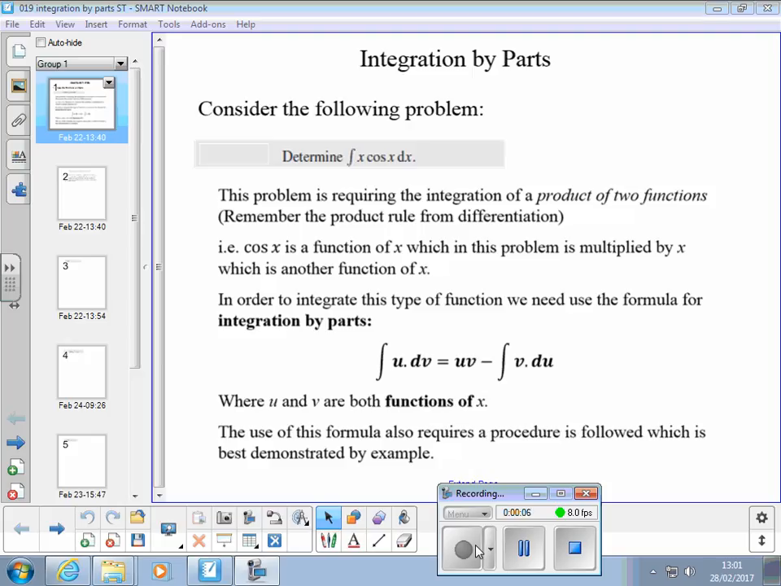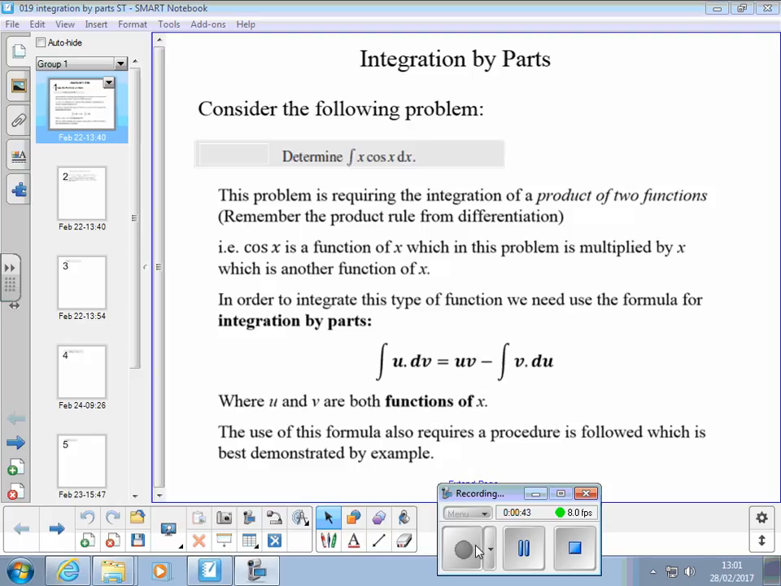Consider the problem to determine the indefinite integral of x times the cosine of x. That problem requires the integration of a product of one function, x, and another function, cos x. Remember that we had a product rule in differentiation for functions that multiply each other. This is a little bit similar to that. There's a formula, but there's also a method that needs to be used.